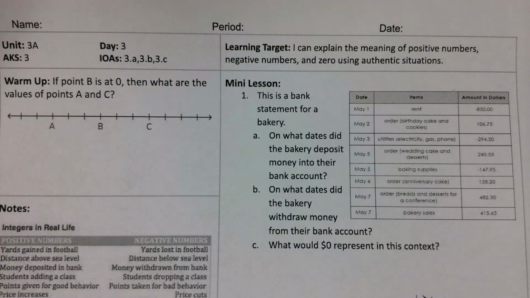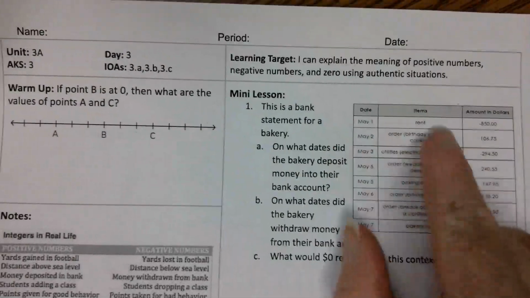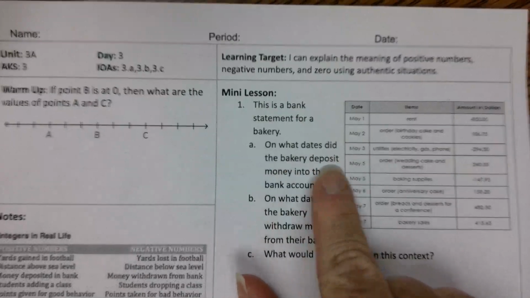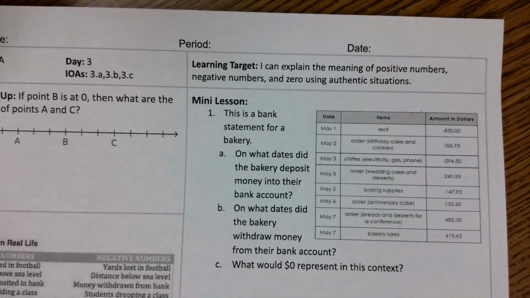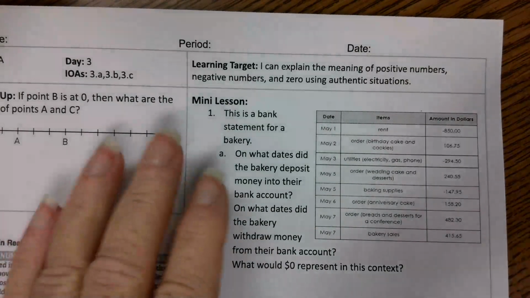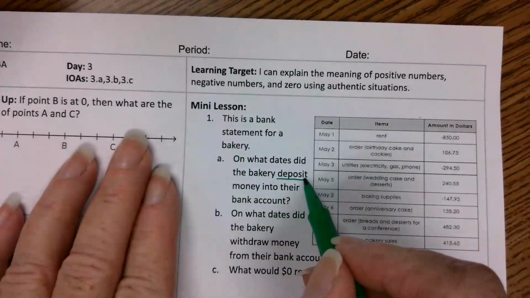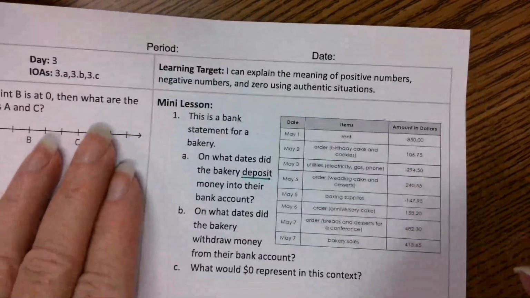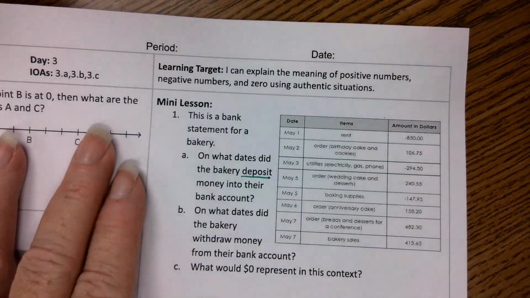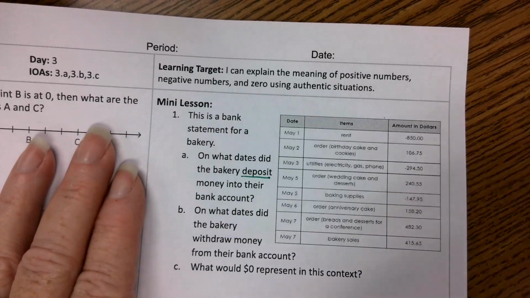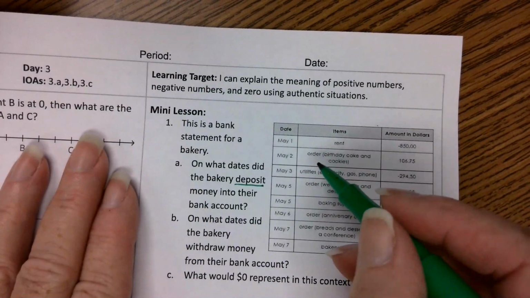So with the mini lesson, this is a bank statement for a bakery, okay? And on what dates did the bakery deposit money into their bank account? Alrighty, so let's go ahead and see what we can look at here. So when I deposit money into my account, I am looking for more of a positive number, right? I'm putting it into my account. I'm not taking it away from my account. So we can use some of the words we got here.